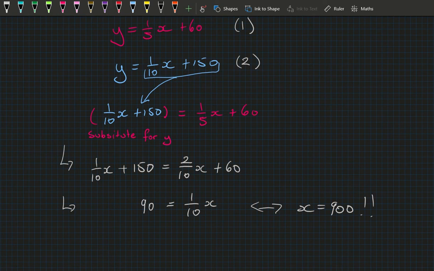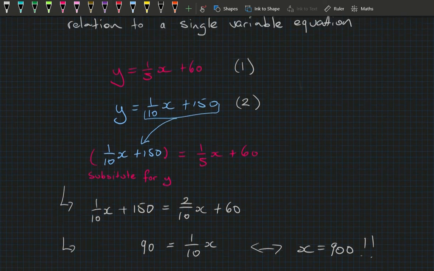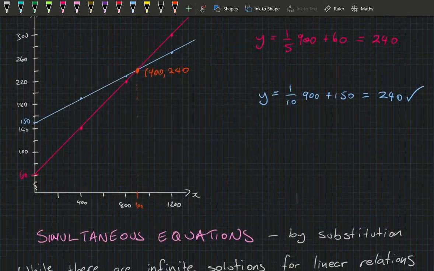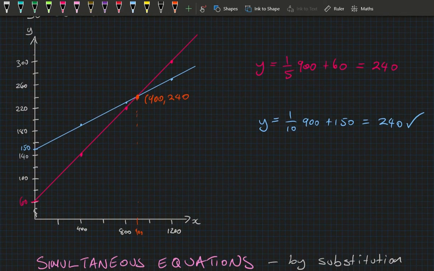To find out what the value of y is, we only need to substitute this value of x into either equation to find the value of y. In this case, we'd sub in the 900 for x, and we demonstrated we'd get the same y. However, we've already done that. If we look back up at our graph, here you can see that when x is equal to 900, y is equal to 240. Isn't that exciting? Phew, it's good to know that maths is not broken.